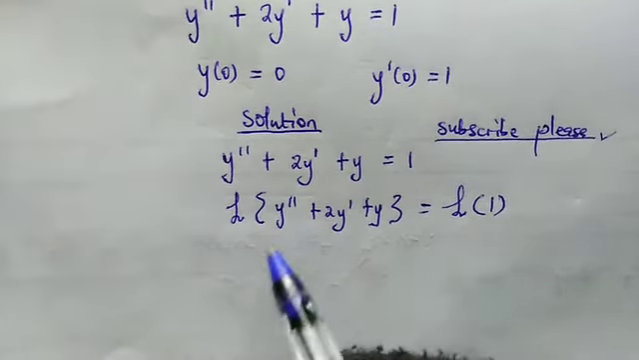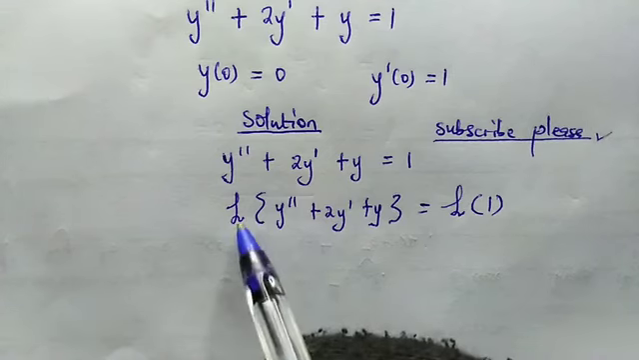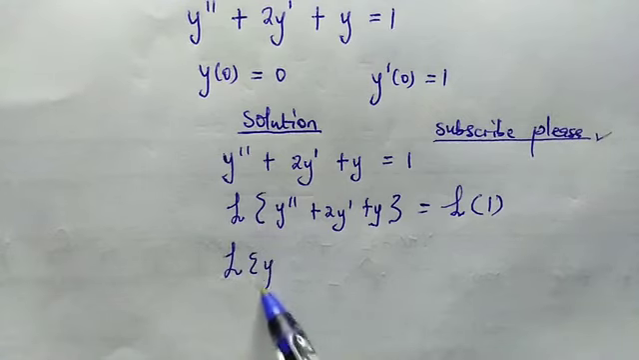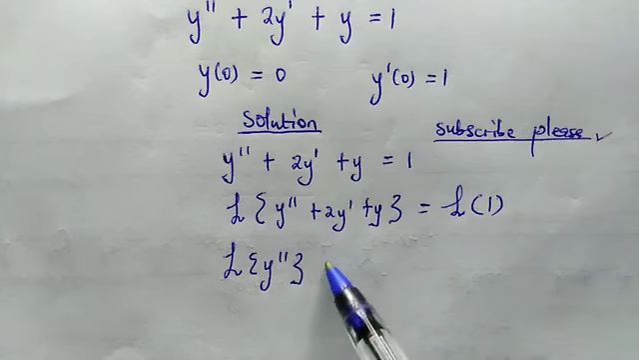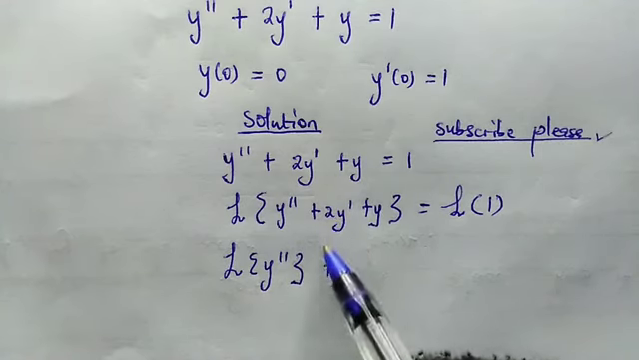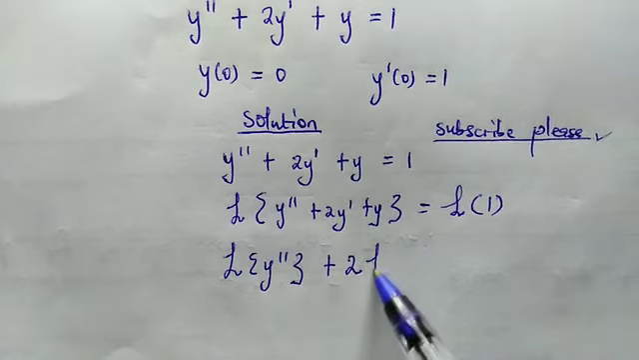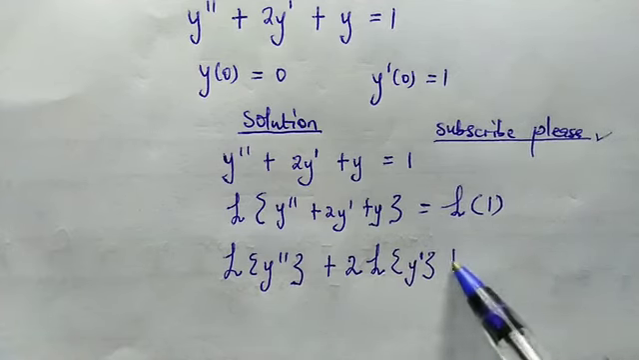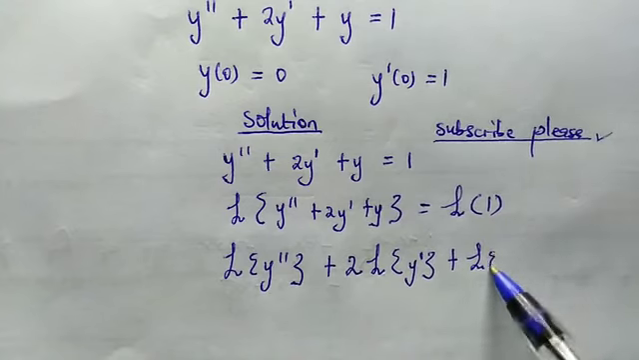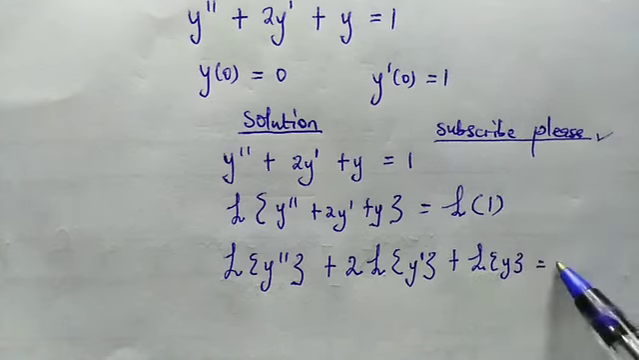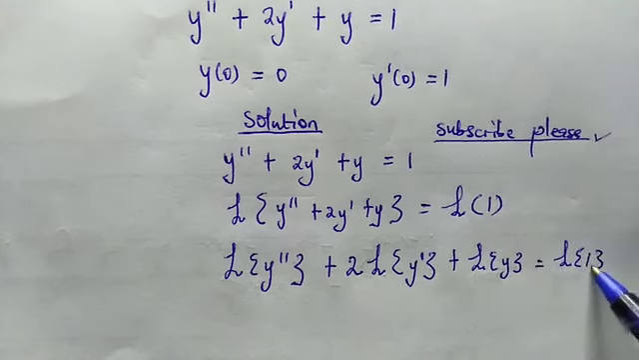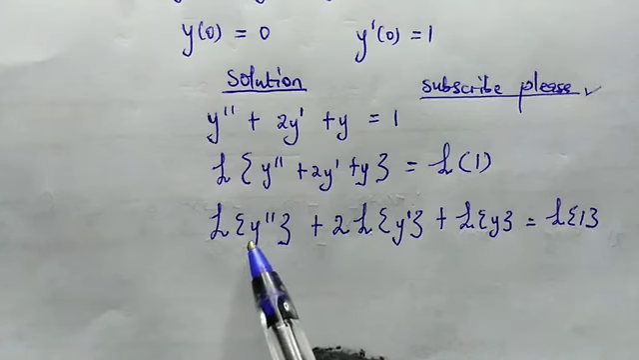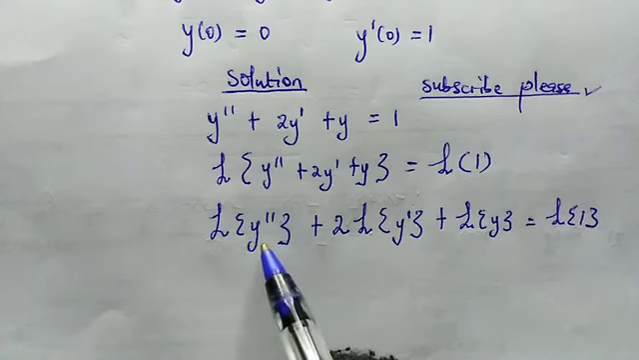Now, with the linearity of the Laplace transform, we can write this as the Laplace transform of y'', plus, because this 2 is a constant, we can pull it out, so we have 2 multiplied by the Laplace transform of y', plus the Laplace transform of y. This is equal to the Laplace transform of 1. Now the problem here is how to find the Laplace transform of a derivative, right?